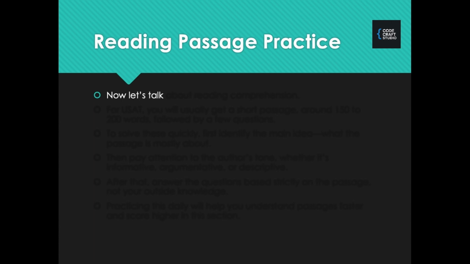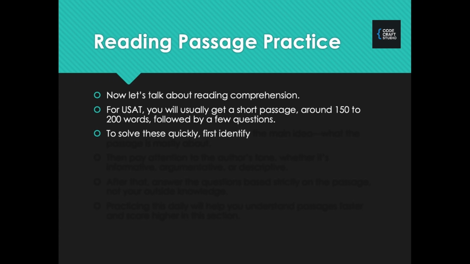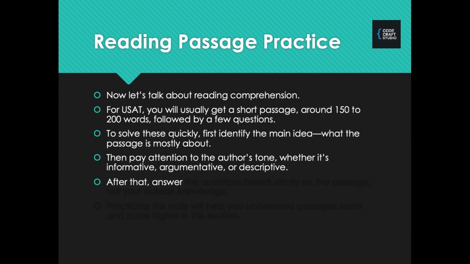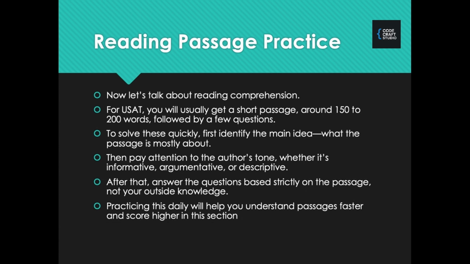Now let's talk about reading comprehension. For USAT, you will usually get a short passage, around 150 to 200 words, followed by a few questions. Solve these quickly. First, identify the main idea, what the passage is mostly about. Then pay attention to the author's tone, whether it's informative, argumentative, or descriptive. After that, answer the questions based strictly on the passage, not your outside knowledge. Practicing this daily will help you understand passages faster and score higher in this section.